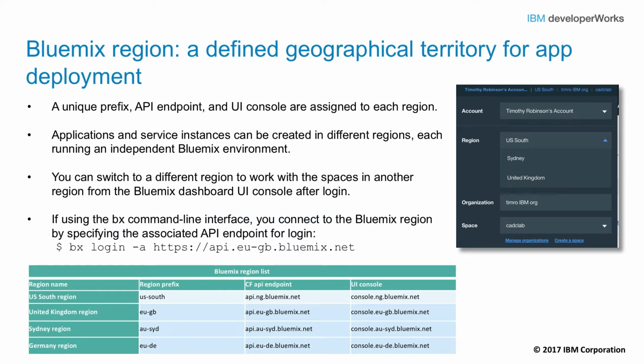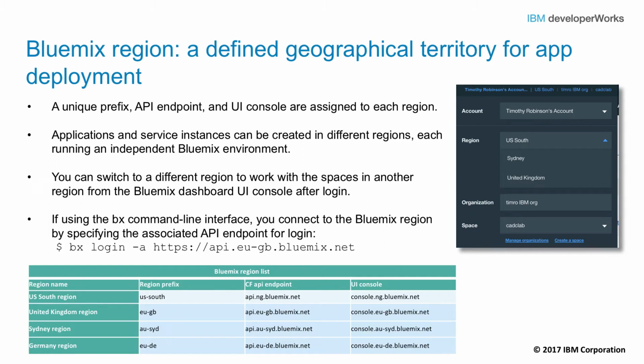What is a Bluemix region? A Bluemix region is a defined geographical territory that you can deploy your applications to. Each Bluemix region is independent from other regions. You can create applications and service instances in different regions on Bluemix. You can select the region that is nearest to your customers and deploy your apps to this region to get low application latency. You can also select the region where you want to keep the application data to address security or personal information locality issues.